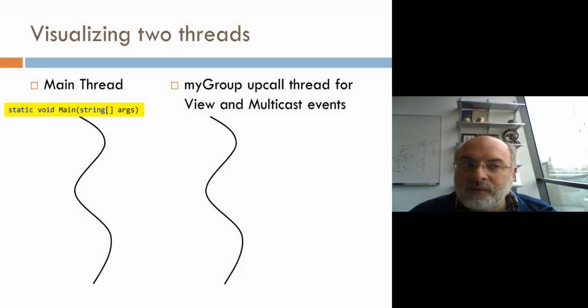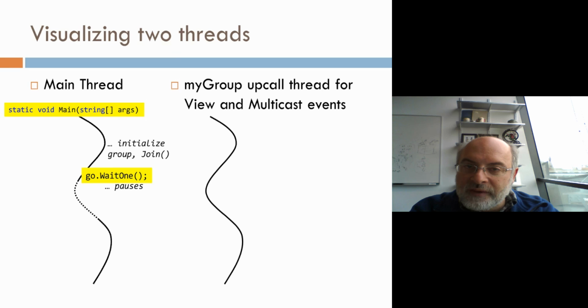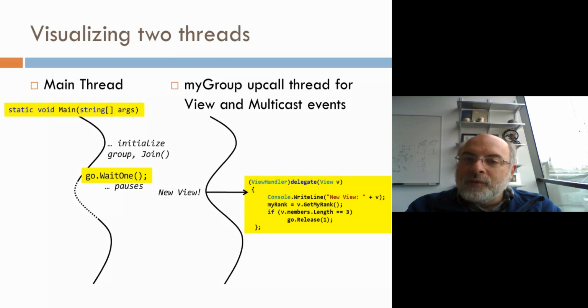Here's a way to visualize what I'm saying. You have this main thread that was running, and the main thread initialized the group and registered the handlers. Later, the main thread paused on that semaphore, the go wait one in this case, and then a new view occurred, and the new view was reported from this ISIS view and multicast event thread, which is running this, one of them for each group. There's also another thread that I didn't show for point-to-point messages. And that release is what wakes up the waiting semaphore.